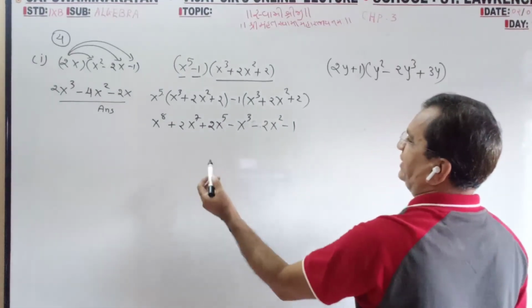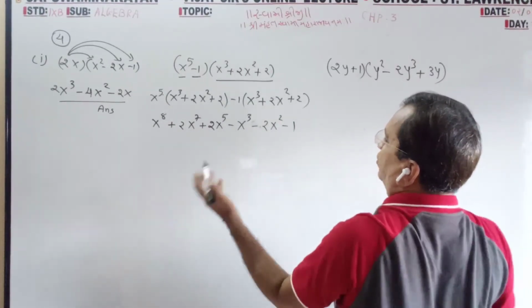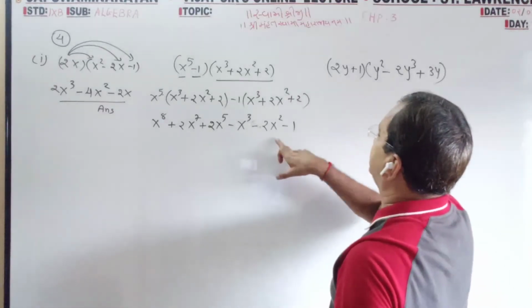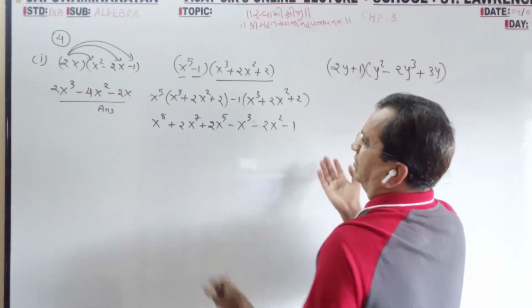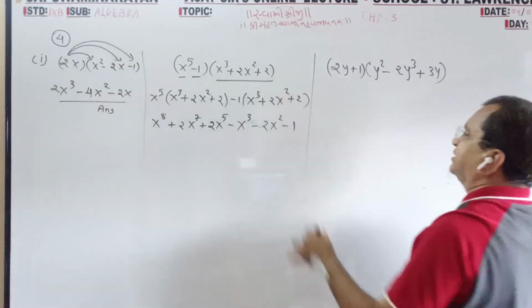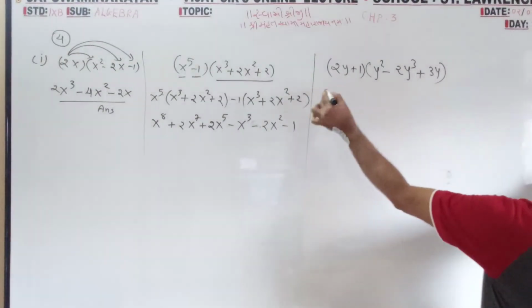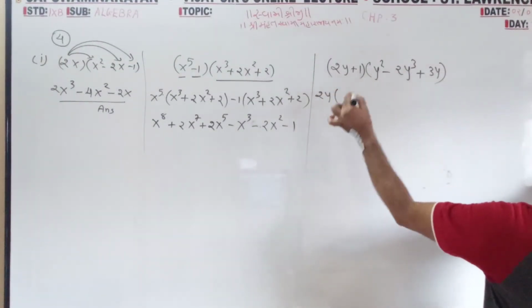Okay, now already it is in decreasing order. No plus and minus. 8, 7, 5, 3, 2, 1. No same terms are there, so nothing to add or subtract. Now 2y into full bracket.